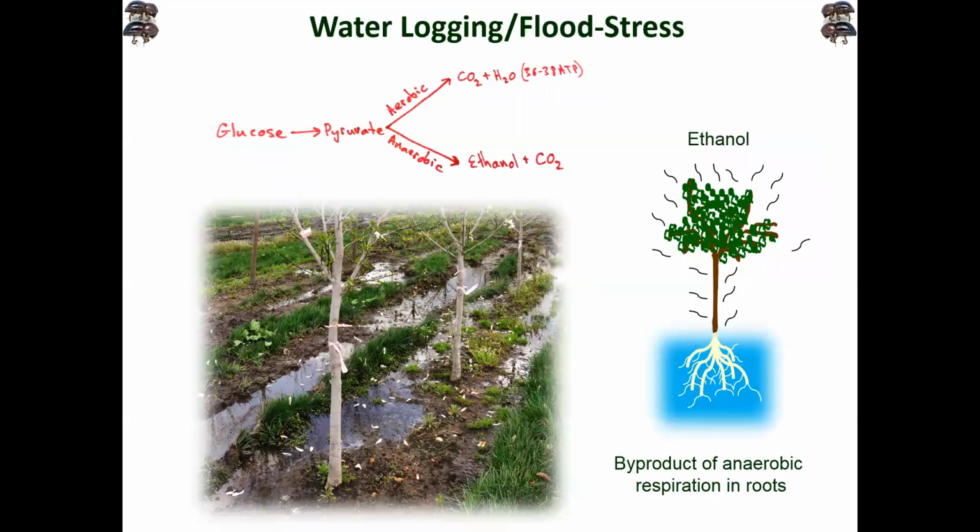In terms of waterlogging or flood stress, basically the physiological basis for that is when the roots are deprived of oxygen, the roots are going to switch over from aerobic respiration to anaerobic respiration. And a byproduct of that is ethanol. And that ethanol then travels up from the roots and is emitted from both the stems and the leaves, but we're finding actually the majority of it is emitted from the stems.